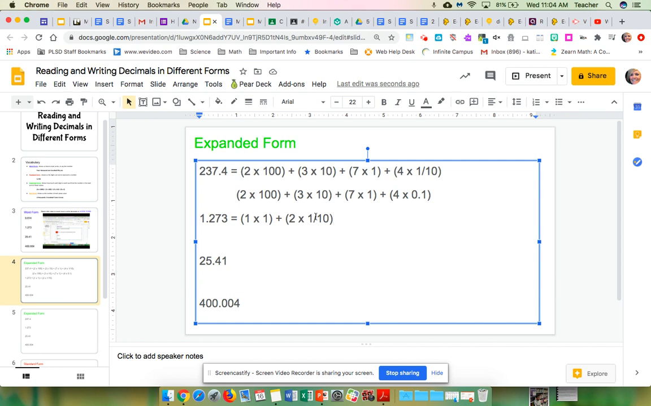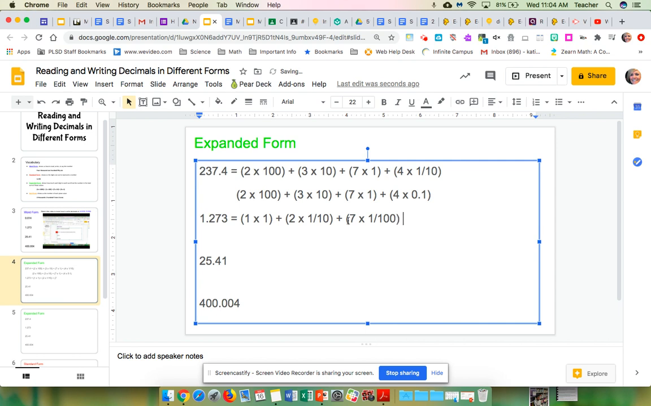So this is your fraction bar. So the 1 is on top and the 10 is on the bottom, 1/10. Plus, now we're moving on to the 7. So the 7 is in the hundredths, so the value of it would be 7 times 1/100.